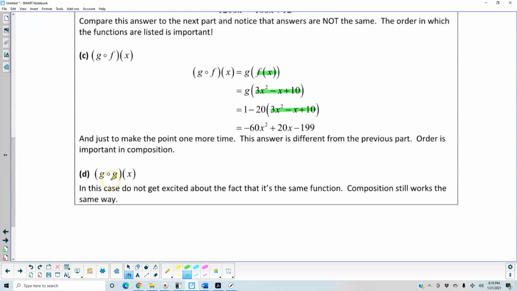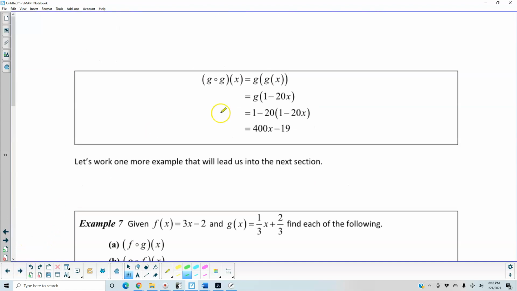In part D, g of g of x, in this case, do not get excited about the fact that it's the same function. Composition still works the same way. So we have g of g of x. Now remember that g of x is 1 minus 20x. And we're going to plug that into x for the function g. So it becomes 1 minus 20 times (1 minus 20x). If we distribute the negative 20, then we get the result 400x minus 19.